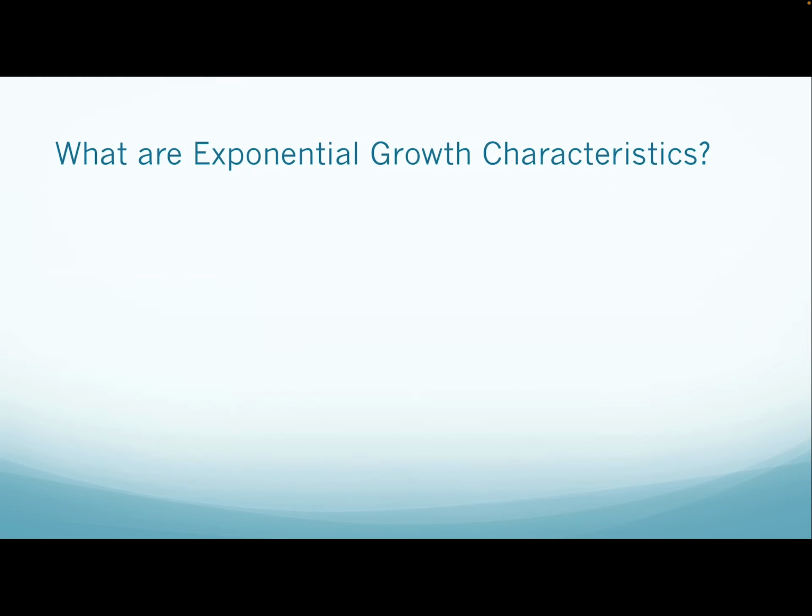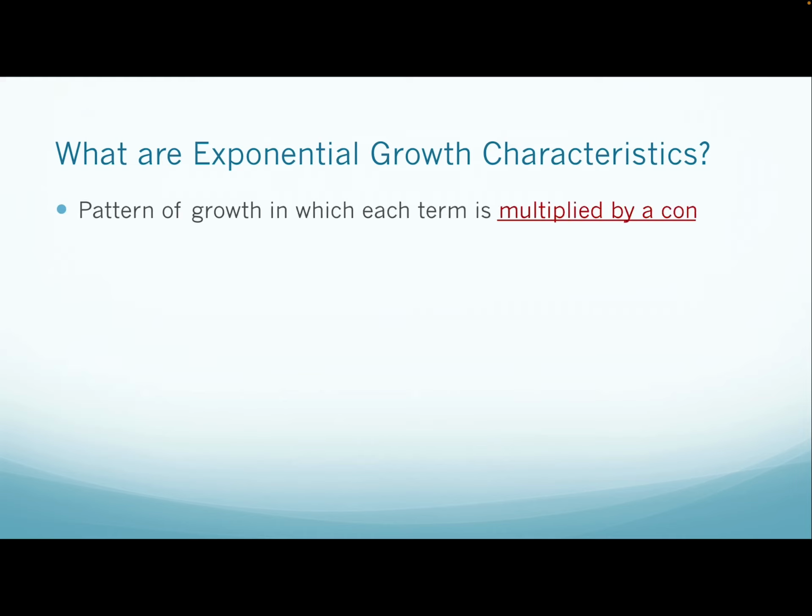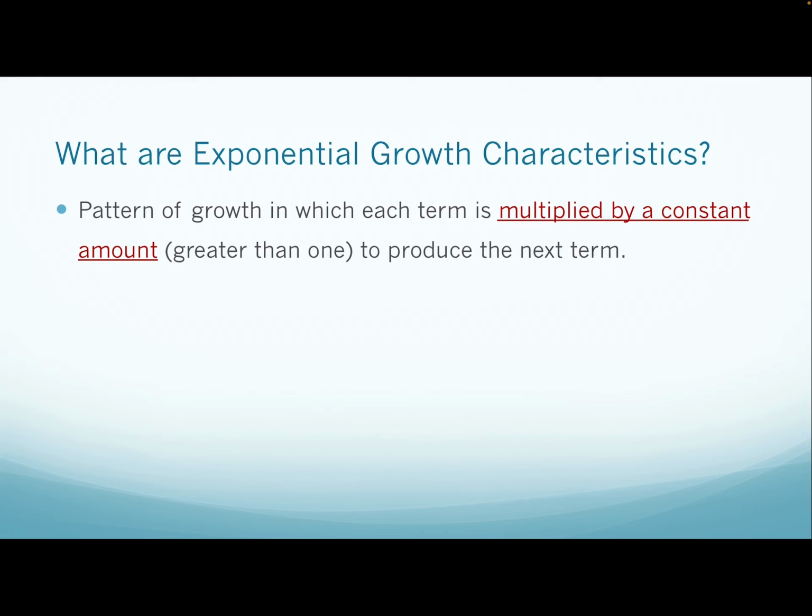So what are exponential growth characteristics? So we've been talking about finite differences and the graphs. We were looking at patterns. So what we can summarize is that the pattern of growth for exponential functions is one in which each term is multiplied by a constant amount to produce the next. Okay, so they'll always display a pattern of growth in which each term is multiplied by a constant amount, something greater than 1, to produce the next term. That's the only way it can grow, is if that value is greater than 1.